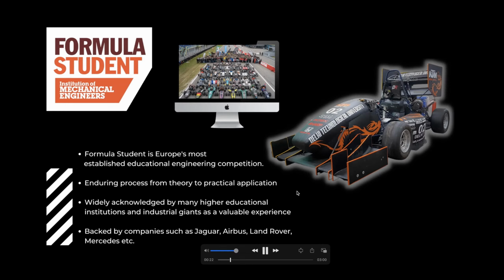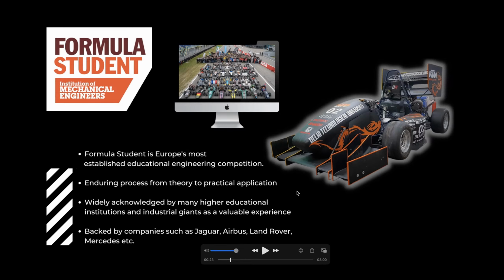So firstly, to understand what exactly we are doing, we need to understand what Formula Student is. Formula Student is Europe's most established educational engineering competition. It's not just limited to engineering, it's also beyond the car that you see running on your tracks, but I'm going to get into that a bit later. But what exactly is Formula Student? There are over 600 teams, from 600 different universities across the world, that converge at one particular spot, one particular country, at a competition, and they compete in multiple events, which will be shown in the next slide. But the notion behind the entire competition is that the enduring process from theory to practical application is something that they test on all teams.